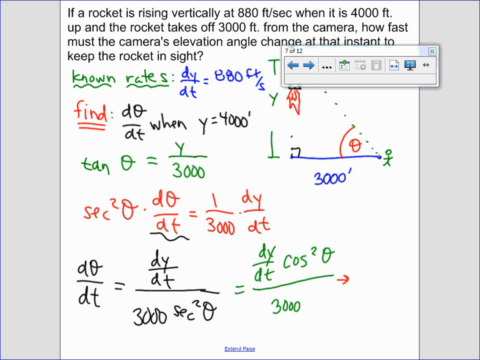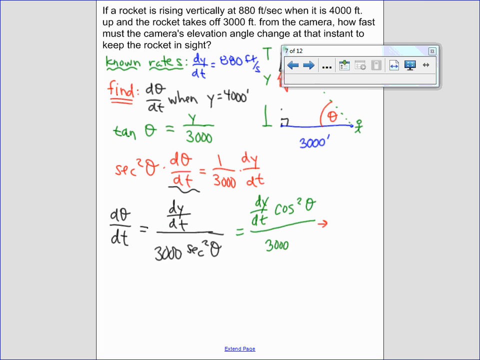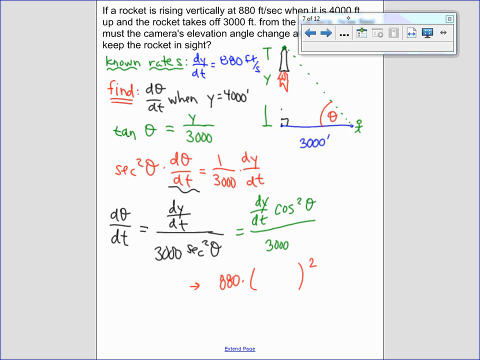What is dy dt at the instant when the rocket is 4,000 feet above the ground? Well, it's still the 880. I think I want to do this down here. And what's the value of cosine of theta at the instant when the rocket is 4,000 feet above? Well, that we have to figure out. What ratio is cosine? Cosine of theta is what ratio? Adjacent over hypotenuse. In our situation, that is 3,000 over whatever my hypotenuse is.